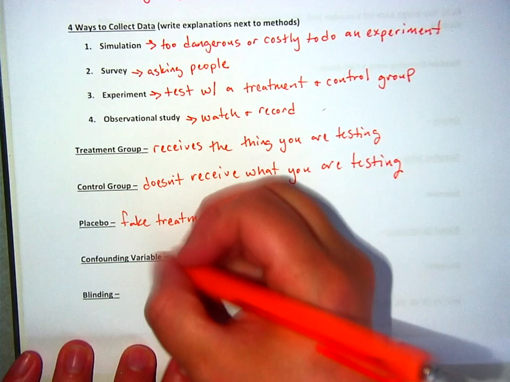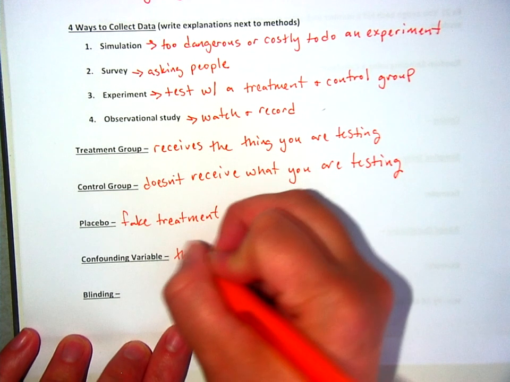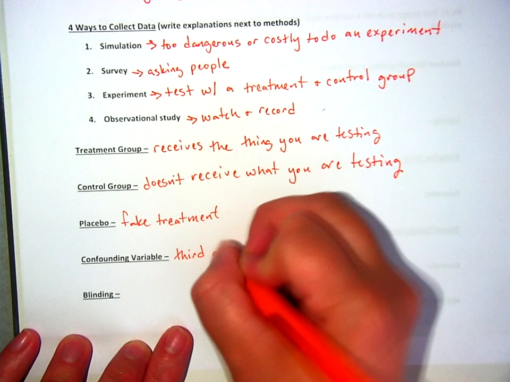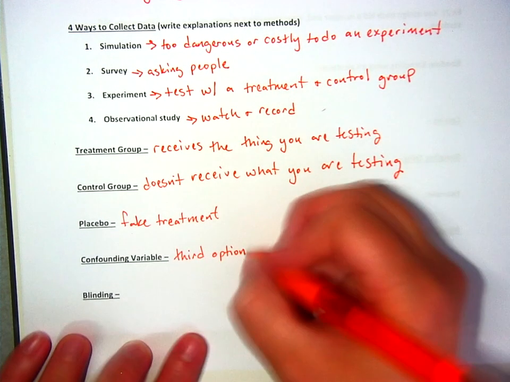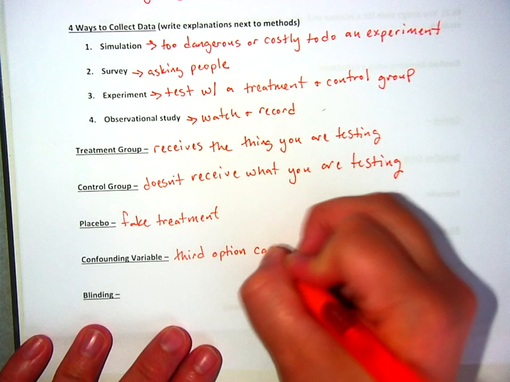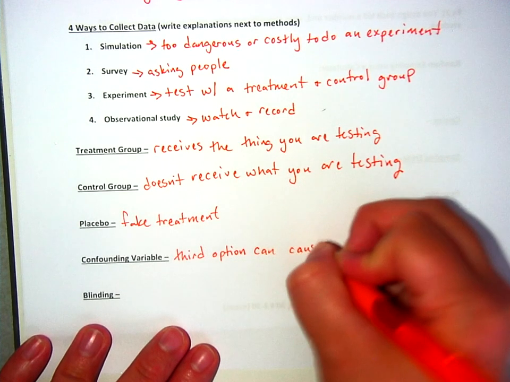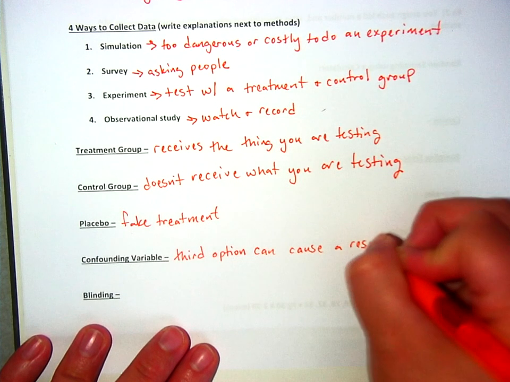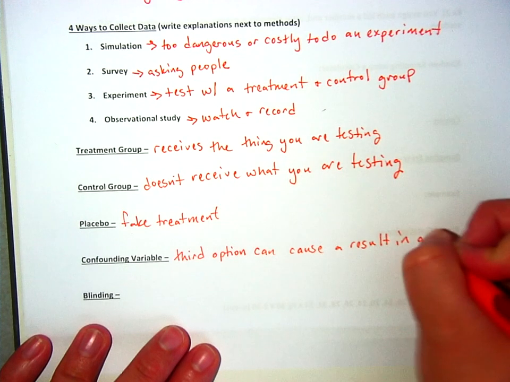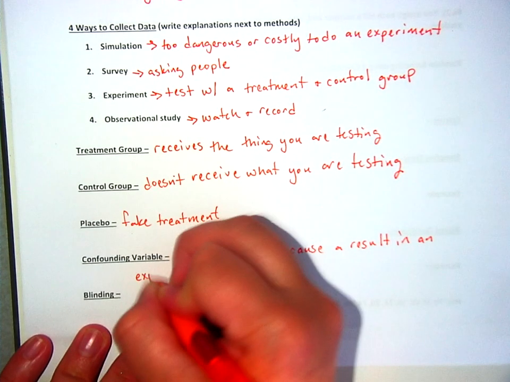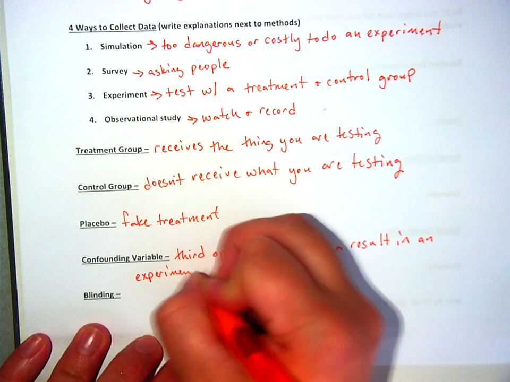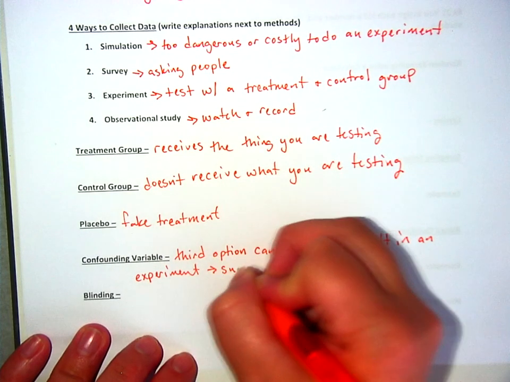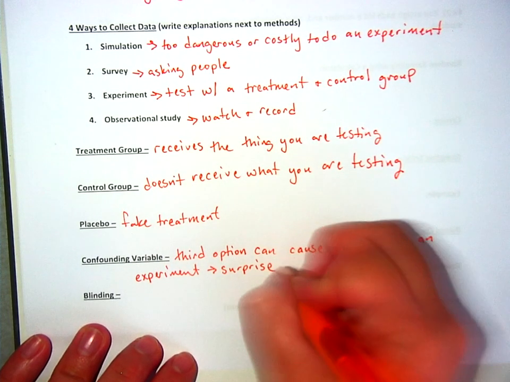A confounding variable is when a third option can cause a result in an experiment. This is a surprise. Not intended, not good.